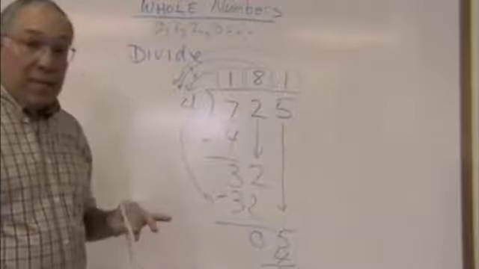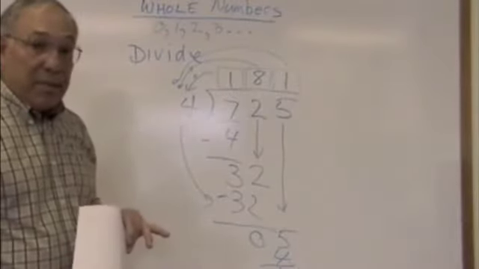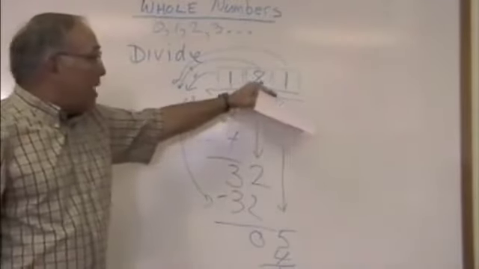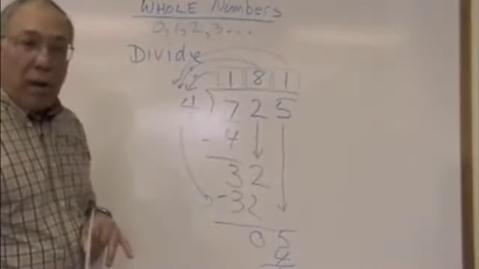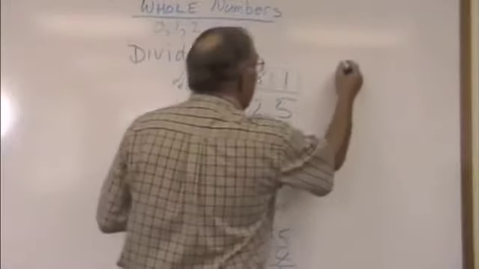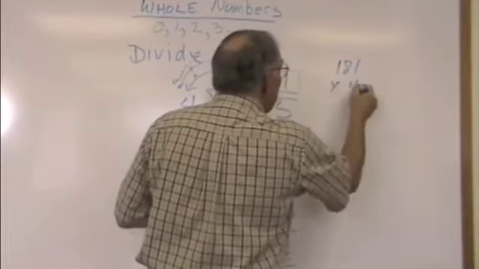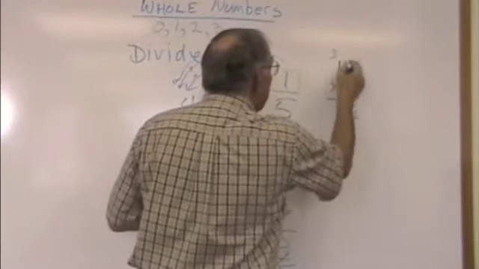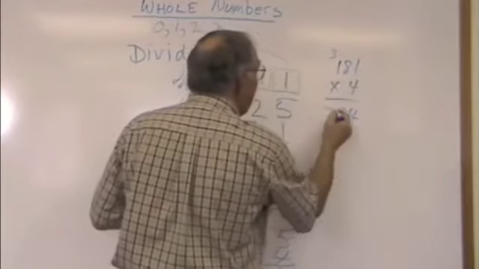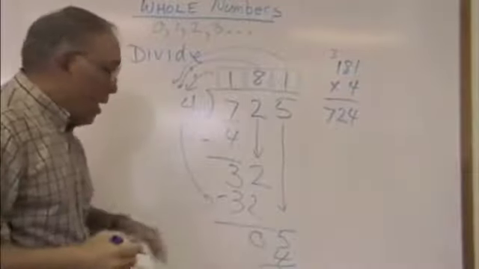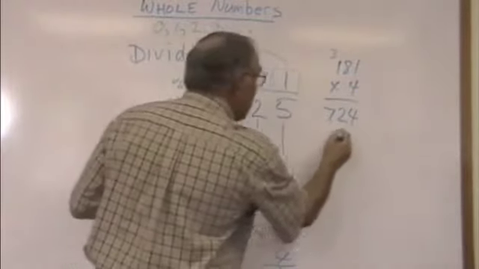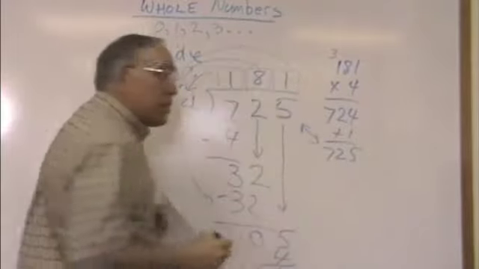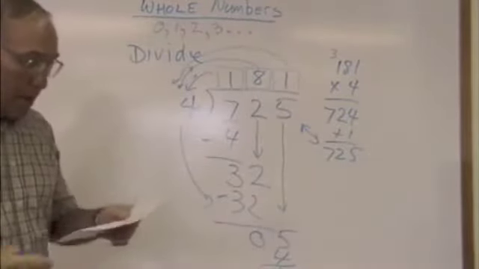We could check this. Time sometimes is a concern, but if you have time to check your division, you can say, I've got 181 groups of 4. How many people would that be? 181 times 4. 4 ones are 4. 4 eights are 32, carry the 3. 4 ones are 4, that's 724. Plus I had 1 left over, 725.